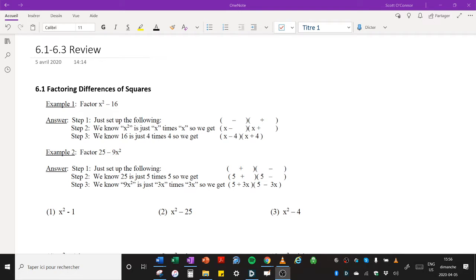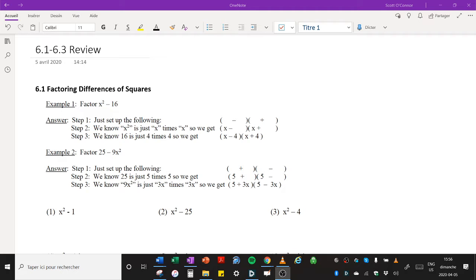Hi class, just going to review sections 6.1 to 6.3. I believe we did them in class, but just to give you a quick review since it's been about 3 weeks since we did it, and for those of you who weren't there, this will allow you to catch up a little bit. So the first thing we're going to look at is 6.1, which is factoring differences of squares.